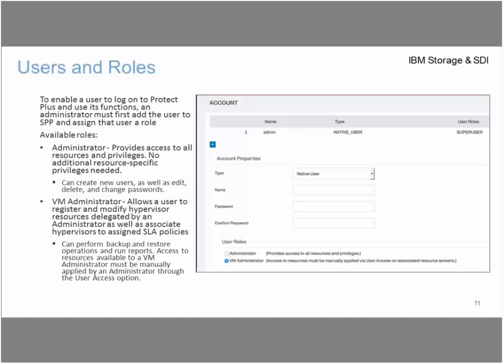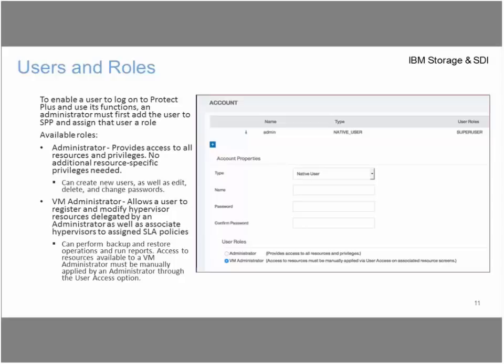The first is an administrator role. That administrator role essentially provides access to all of the resources and privileges, and there are no additional resource-specific privileges that you need to add to or assign to that user. If they are an administrator, they'll basically be able to do everything they need to within the Spectrum Protect Plus UI. They can create new users, they can edit and delete, change passwords, they can have access to all of the virtual resources that have been discovered and inventoried by Spectrum Protect Plus.